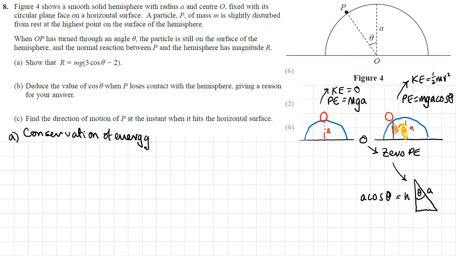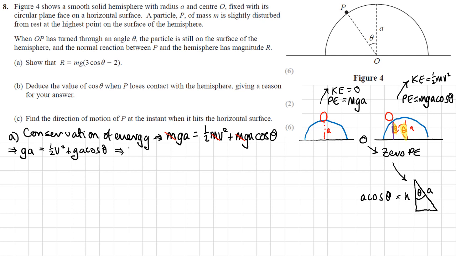Now, using the conservation of energy, no energy is lost. The total energy that I have initially, which is mga, is going to be equal to the total energy at this other point, as it's still in the hemisphere, which is half mv squared plus mga cos theta, and I'll be able to cancel out all of the m's here. So that gives ga is equal to half v squared plus ga cos theta.